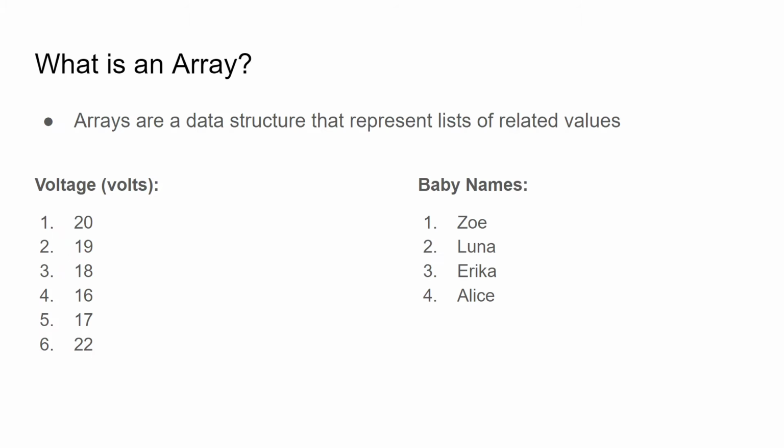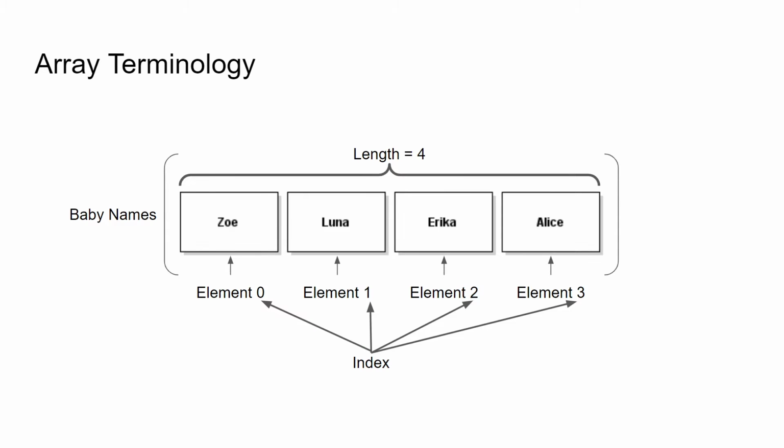Let's get started. So what is an array? Well, an array is a data structure that represents a list of related values. Some examples of this would be voltages, a grocery list, a list of baby names, etc. So when we talk about arrays in Java and in computer science in general, there are several different terminologies we use.